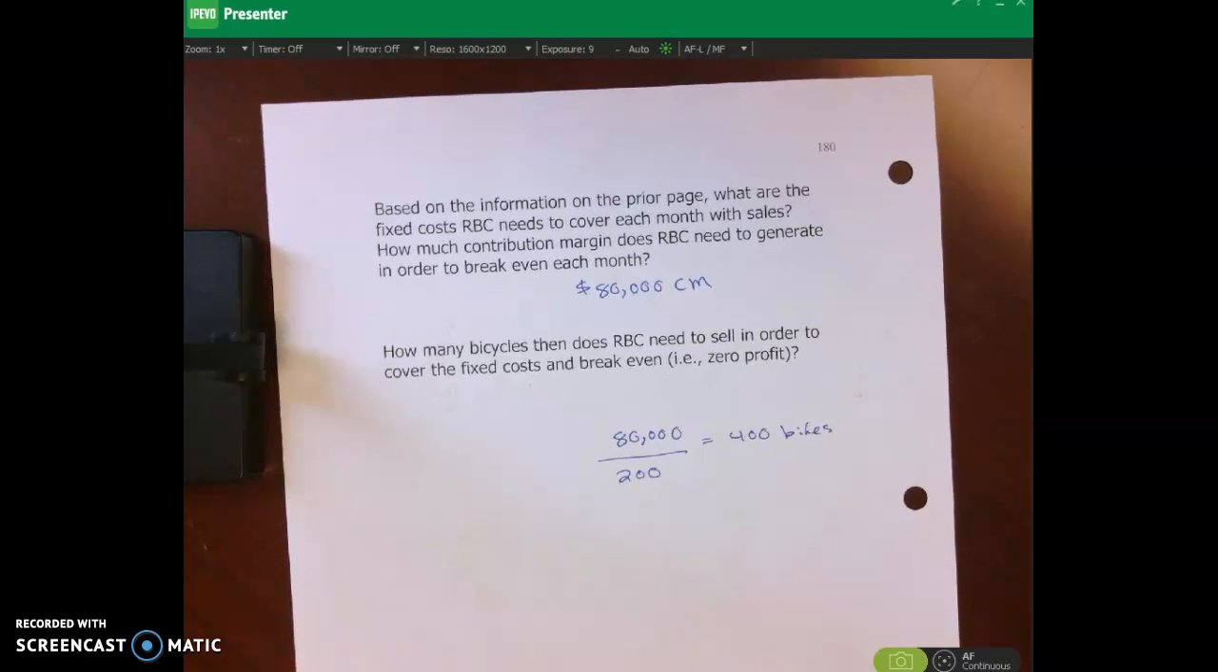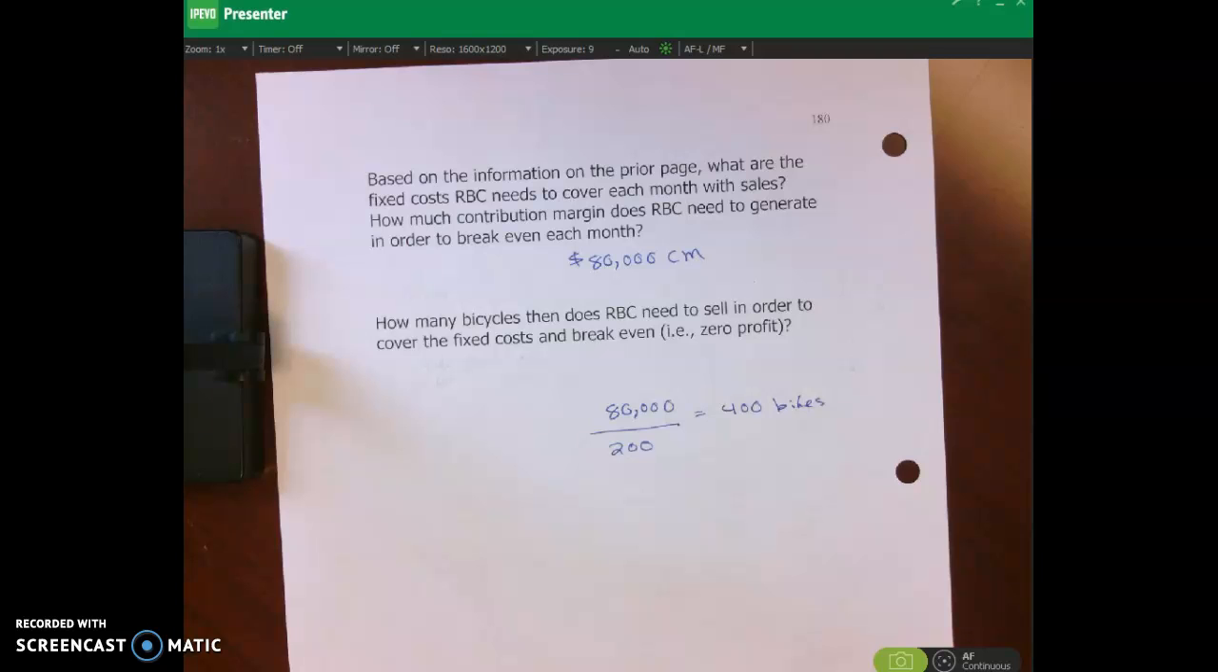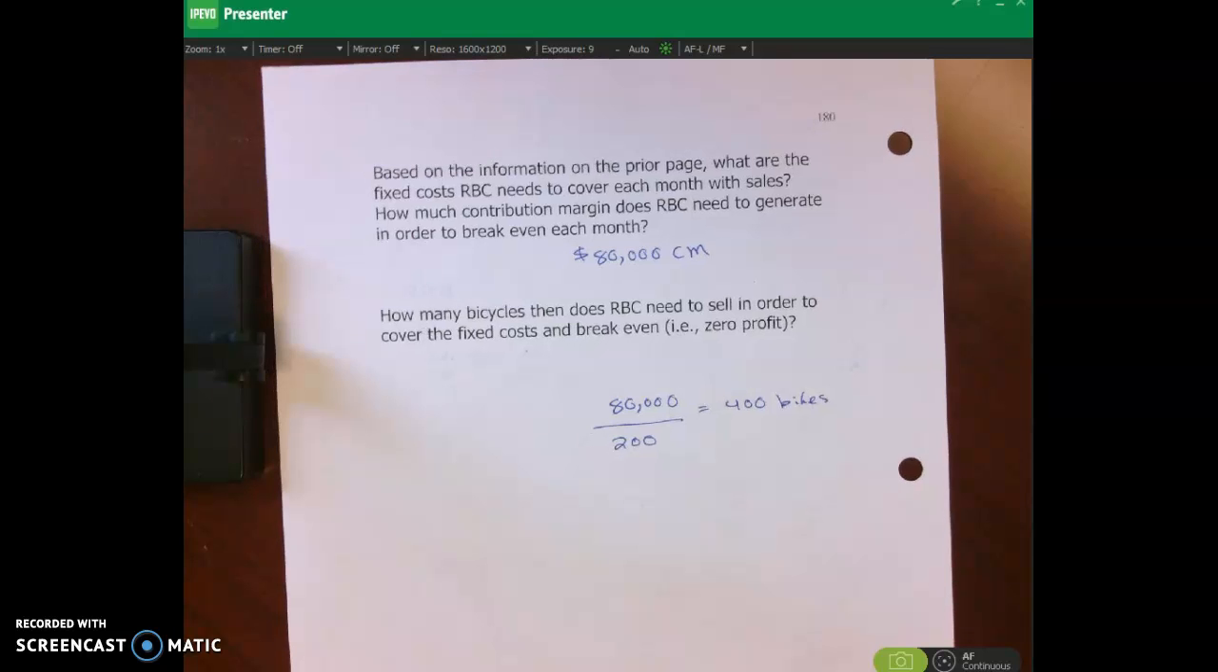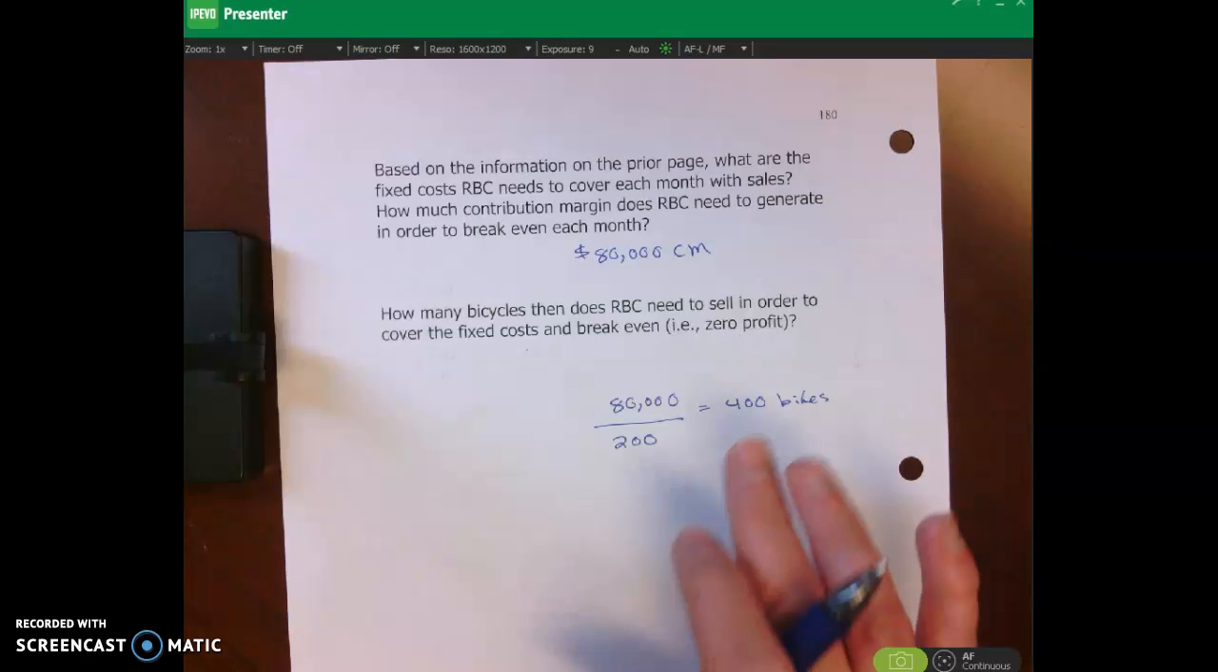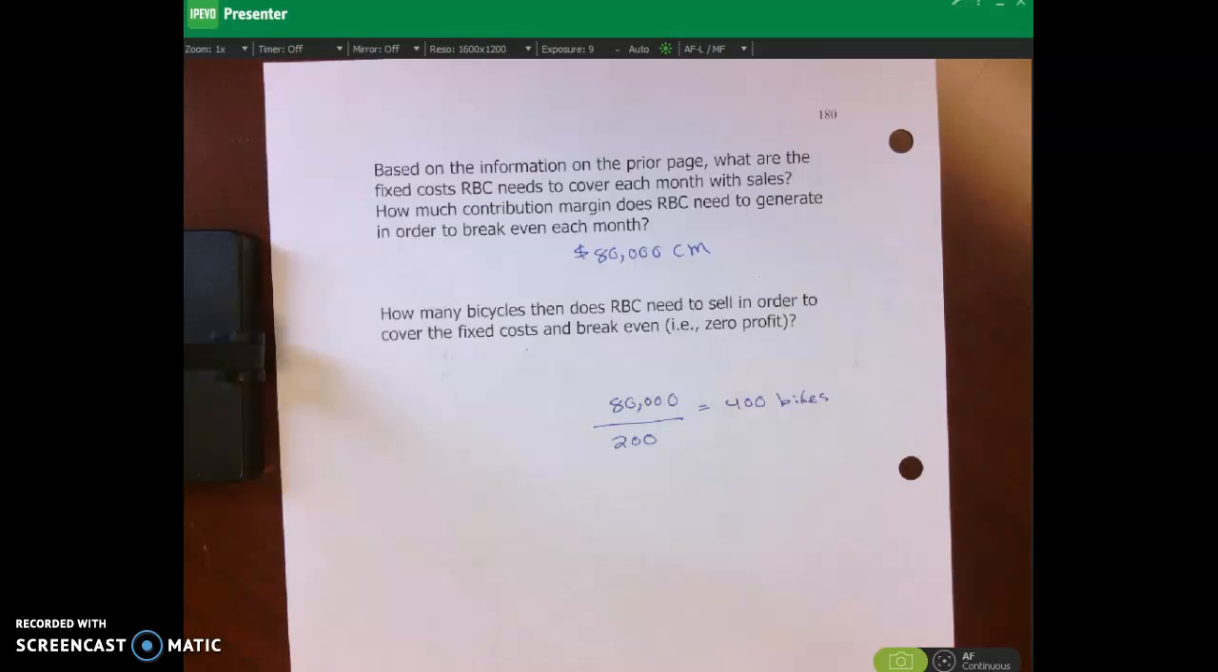Now, if you're a bike shop owner, is that something you'd want to know? Absolutely. If you are a university, do you want to know how many students you have to enroll to cover your fixed costs and break even? Absolutely. This is something you need to know even if you never want to do accounting again. You just want to run your own bike shop. You have to know this, okay?